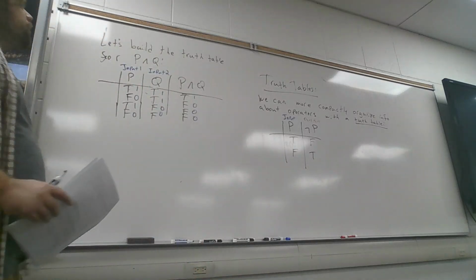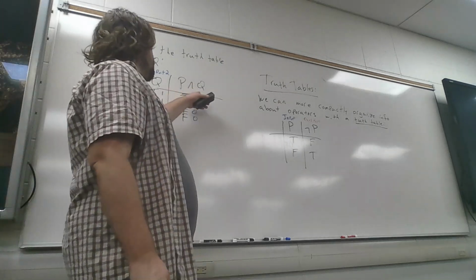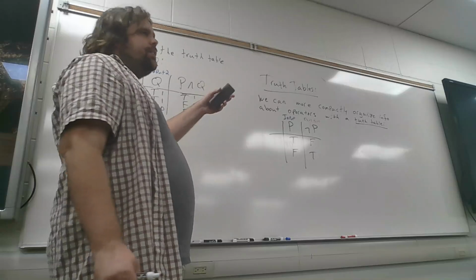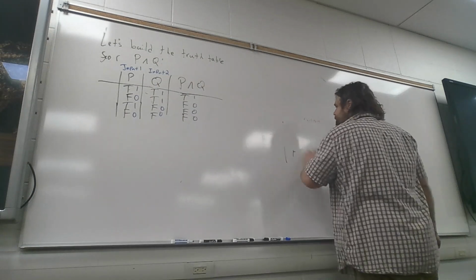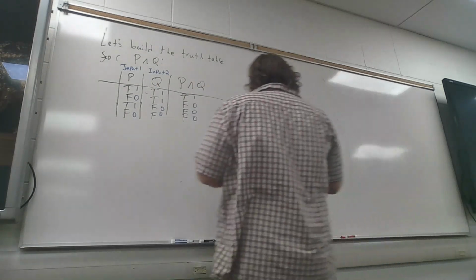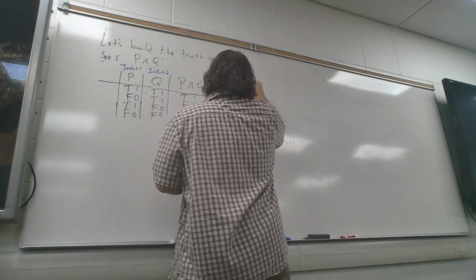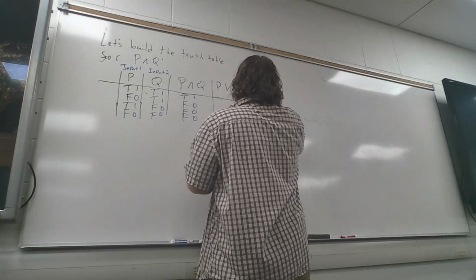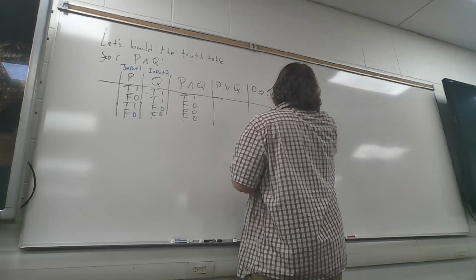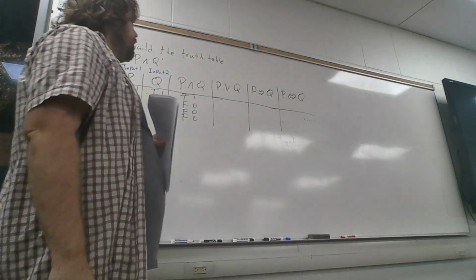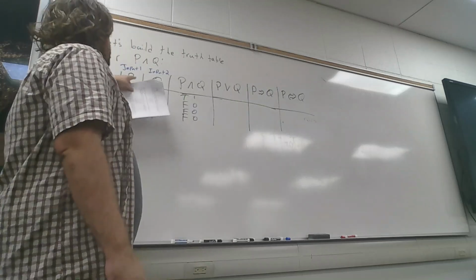Okay, from this, we can get the rest of the truth tables, right? Because all the other operators we had were 2 inputs, a P and a Q. So we can just extend this table, because we have some other operators. We have P or Q. And then we have P implies Q. And then we have P if and only if, or biconditional, Q. So we do the exact same thing here, except now we only care about what's P, what's Q.